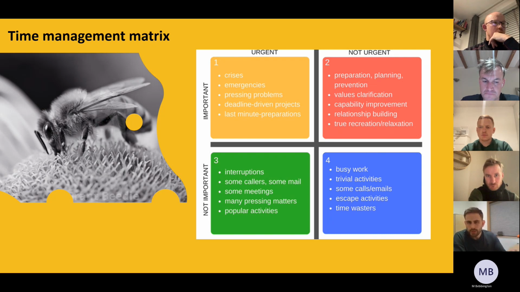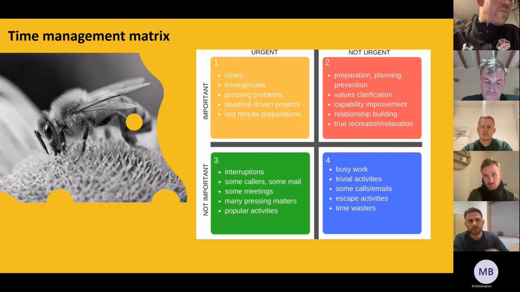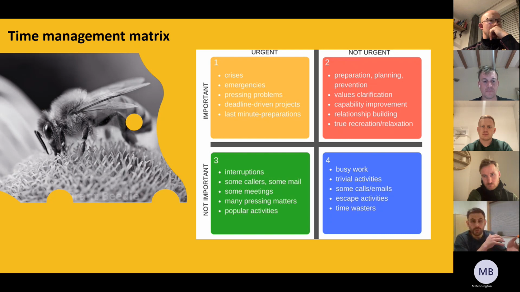Stephen Covey came up with this in his 7 Habits of Highly Effective People, which some of you may have dipped in and out of. But instead of producing a list, what we can actually do is put different tasks into the different quadrants that you see there. So is it important and urgent? Is it important but not urgent? Is it not important but urgent? Or is it not important and not urgent?